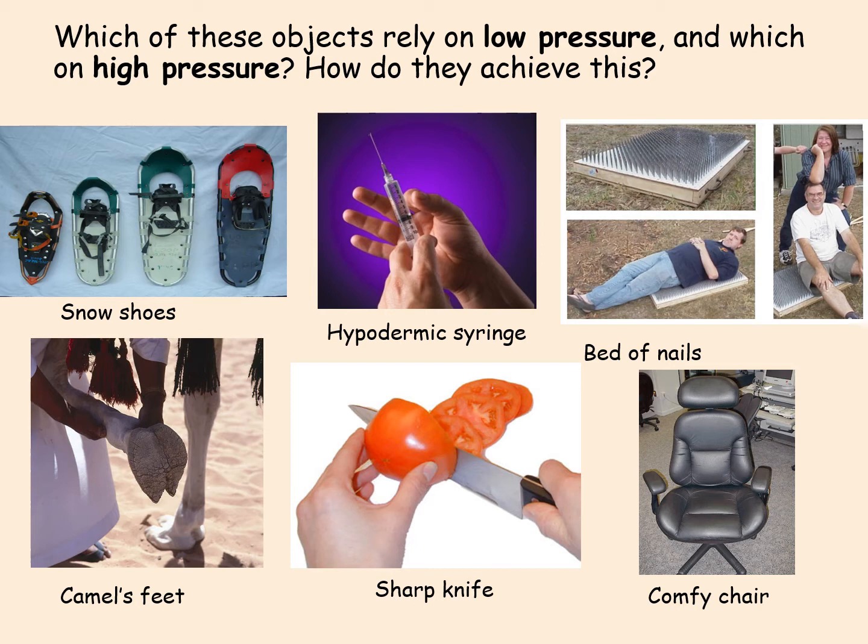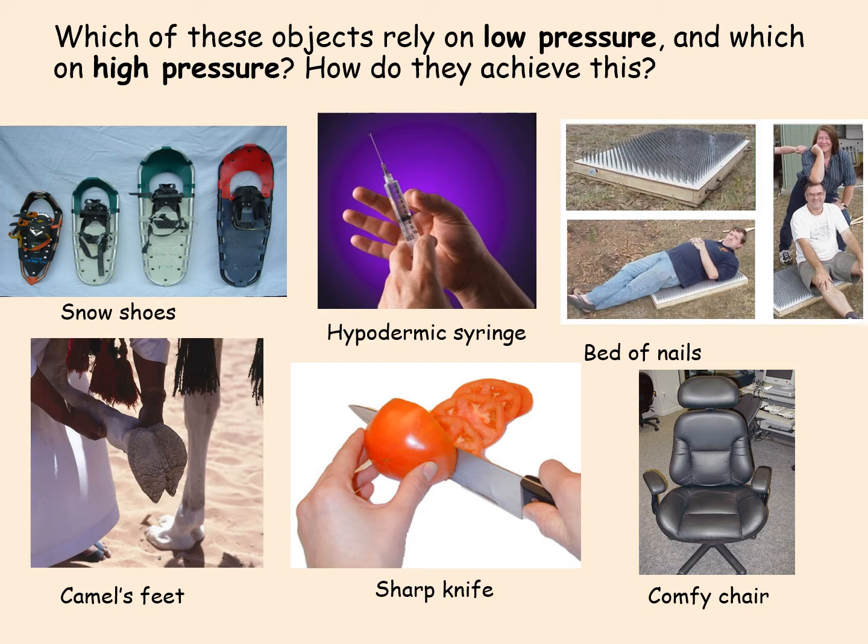Bed of nails on the top right relies on low pressure. We know that a nail individually on its own has a very high pressure because it's got a very small point, but the bed of nails relies on many, many nails all together in order to spread that pressure out between lots of different nails, so increases the surface area.